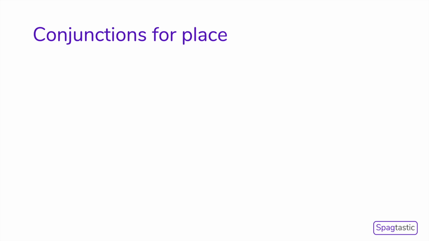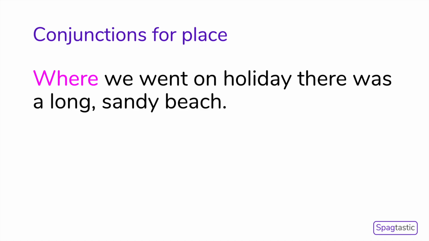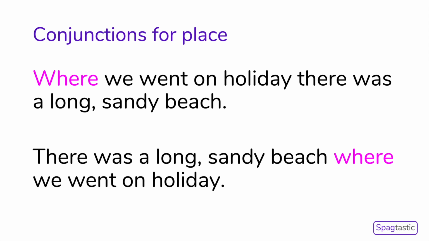Now we are going to learn about using the conjunction where. We can use where at the start of a sentence. For example, where we went on holiday, there was a long sandy beach. Or we can move it to the middle of a sentence. There was a long sandy beach where we went on holiday.